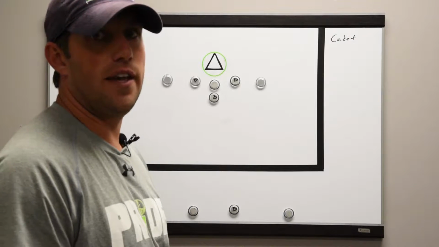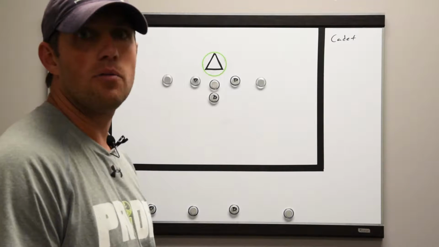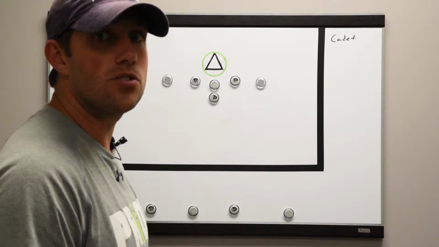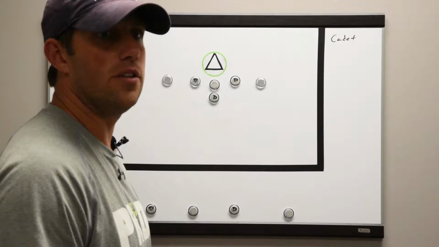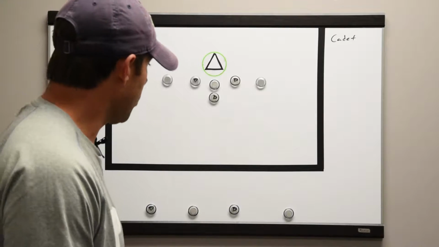Okay, so this drill is called Cadet. It's one of my favorite riding, clearing, transition drills. It creates a lot of chaos, which is how I find that we get the majority of our opportunities: in controlling the chaos.